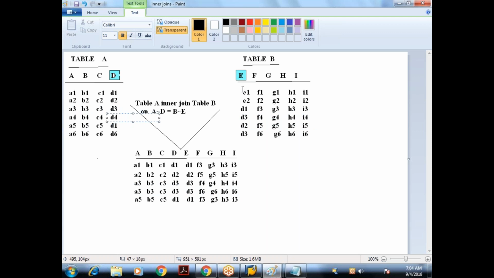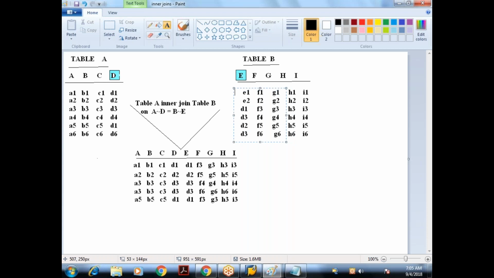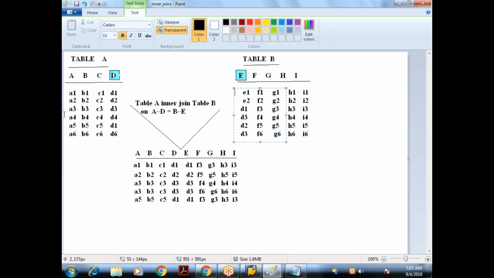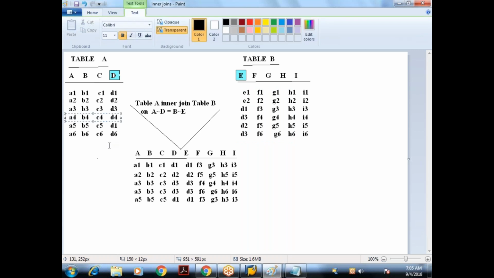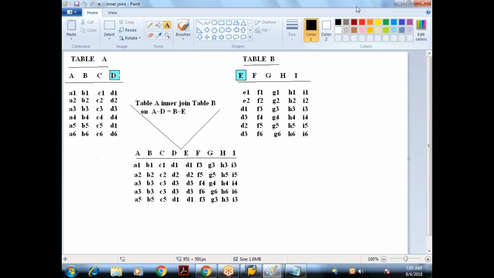The next row is D4. Do we have any matching row here? No, we don't have D4. Since there is no matching row in the right hand side, it will not consider the left hand side row for retrieval. It will ignore this row from the left hand side. Then again D1. Yes, this row is matching, so it will pick up A5, B5, C5, D1 and D1, F3, G3, H3, I3. Then again D6. Is there any matching row here? No. Since there is no matching row in the right hand side, the left hand side row also will not be considered for retrieval. This is the concept of inner join. Hope it's clear to everyone. Any questions?